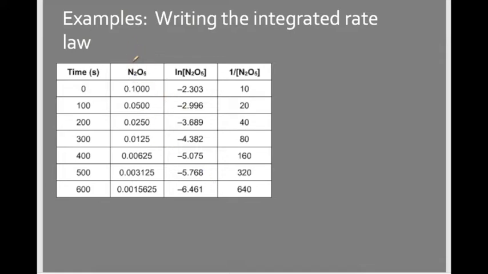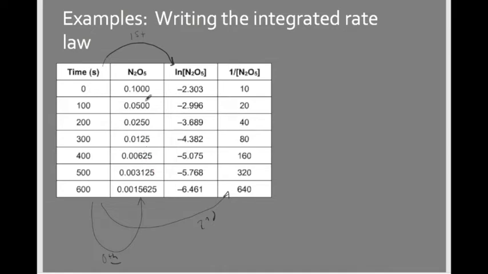I'm given this data, and oh yay, they've already given me concentration, natural log of concentration, 1 over concentration. So let's say that we want to know what order the reaction is. Is it first order, second order, or 0 order? We know if it's first order, time versus natural log will give a straight line. We know if it's second order, time versus 1 over concentration will give us a straight line. We know if it's 0th order, time versus concentration will give us a straight line.